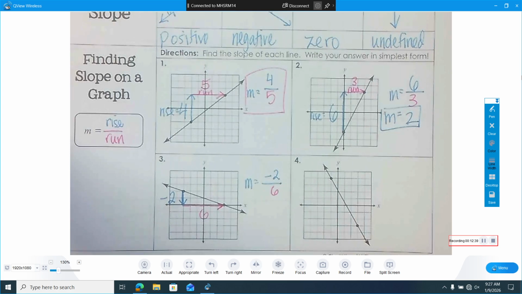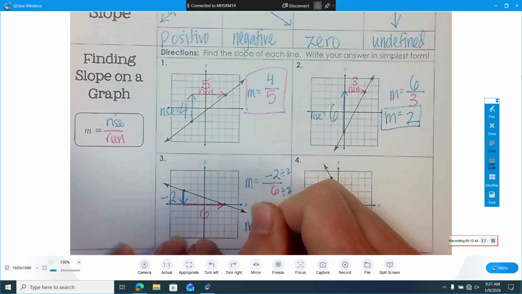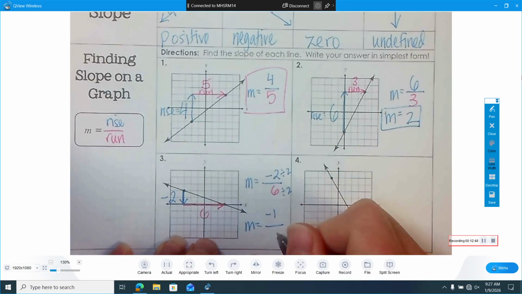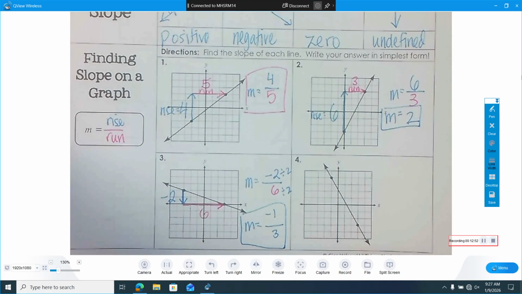Can I reduce it? Yeah, we can divide top and bottom by 2. And so negative 2 divided by 2 is negative 1, and 6 divided by 2 is 3. So we get a slope of negative 1/3.